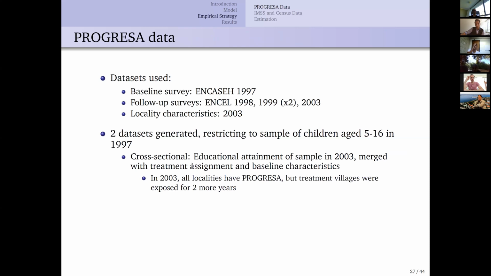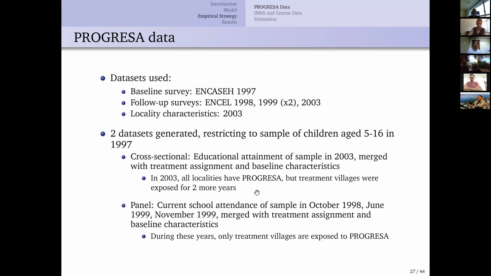Now, in the cross-sectional data set, you have the educational attainment of everyone in 2003, merged with their treatment assignment and their baseline characteristics. And again, this is what I was discussing related to the long-term versus short-term effects. Here, all we can measure is the effect of having PROGRESA for 2 more years than the other group. So that's what a treatment control comparison is going to give you.